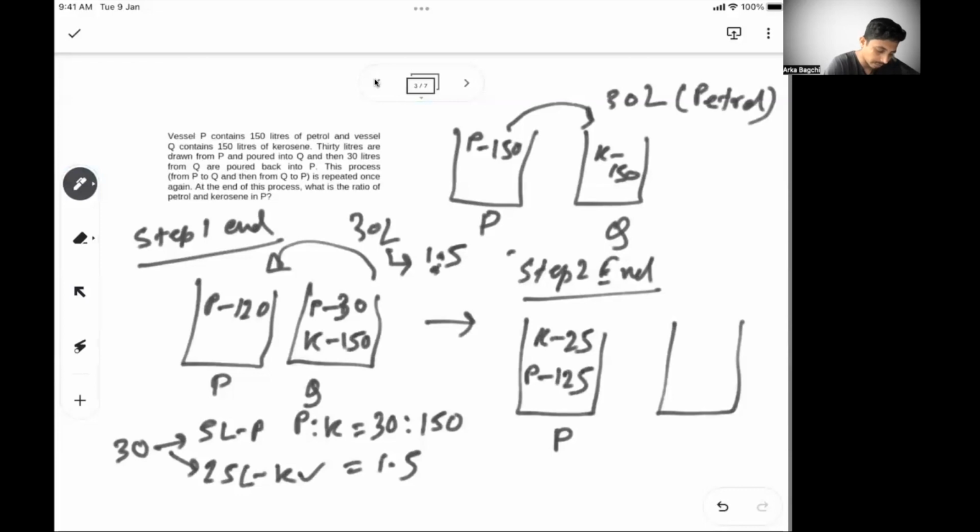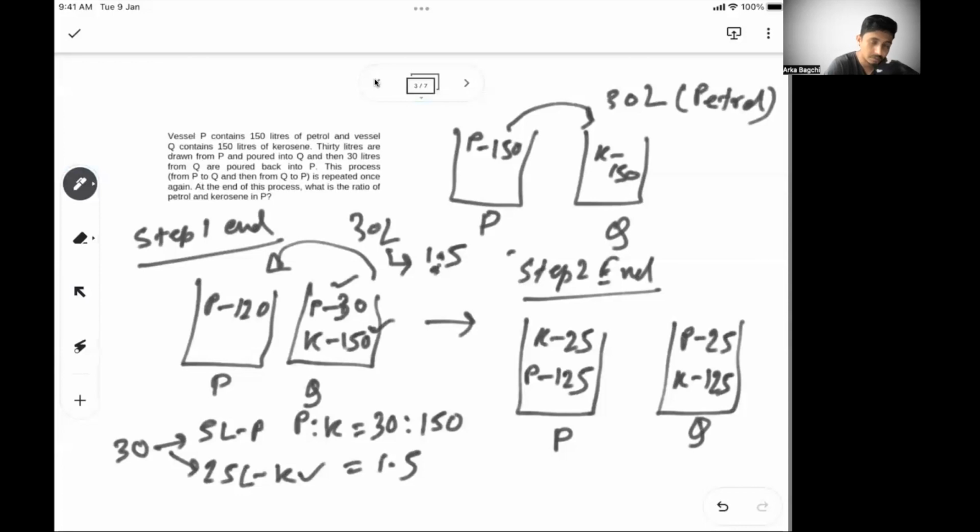Now here what will happen? Your petrol was 30 liter earlier. You have taken out 5 liter. So your petrol becomes 25. And your kerosene was 150 earlier. Now you have taken out 25 liter of kerosene. So kerosene will have 125. So this is the state of P and Q after the first process.